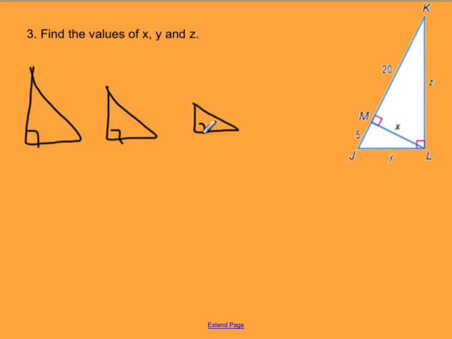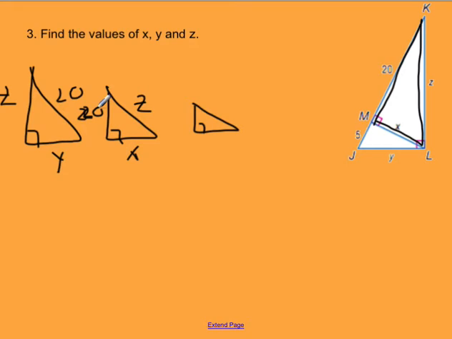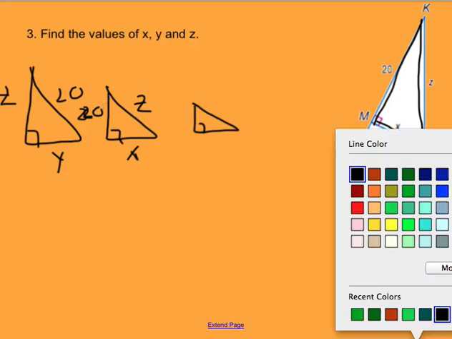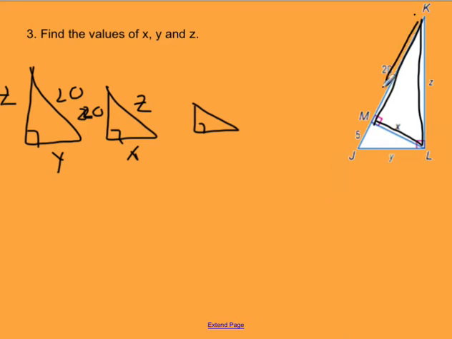So for the big triangle, my short side is y, my long side is z, and my hypotenuse is 20. For my medium triangle, which is right here, my short side is the altitude, which is x, my long side is 20, and my hypotenuse is going to be z. Oh, I'm sorry. For this hypotenuse right here, we need to do 20 plus 5 because it's going the whole length. So this guy right here should actually be 25.